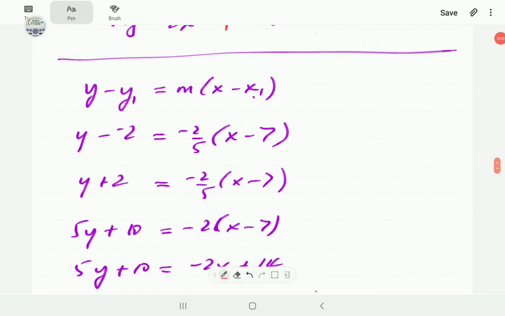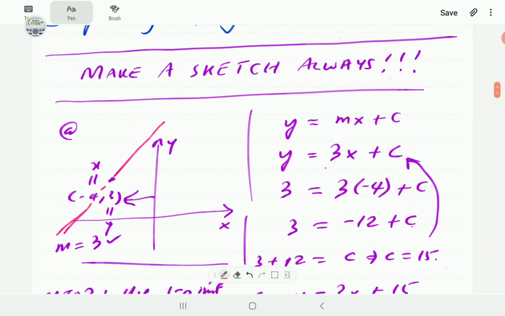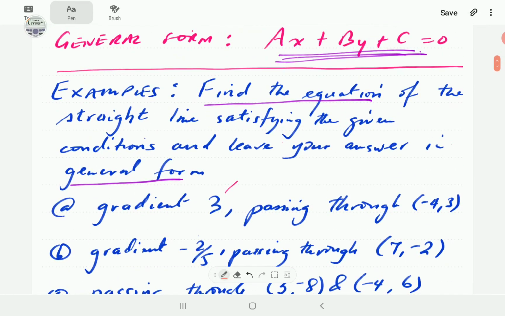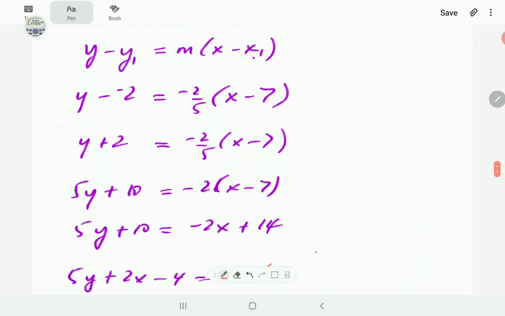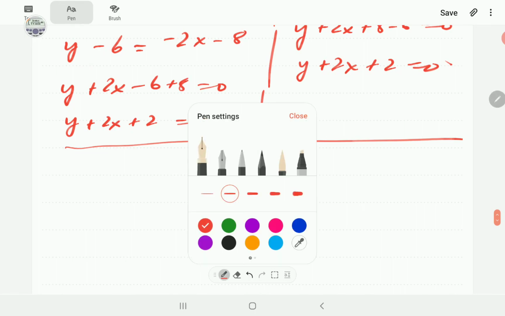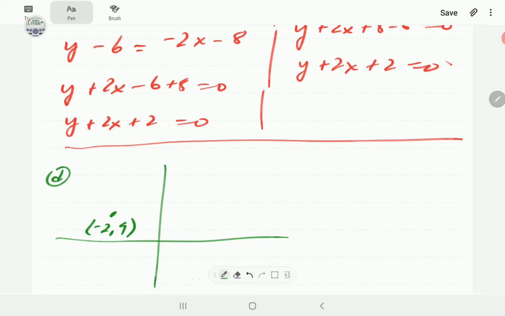Okay, and then the next example is we've got a straight line that goes through minus 2, 9, 4, 19. So minus 2, 9, 4, 19. This is D. Minus 2, 9 is in the second quadrant. Minus 2, 9. 4, 19 is in the first quadrant.